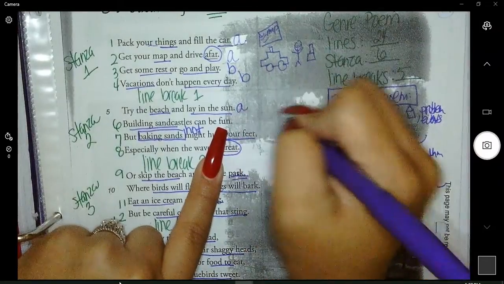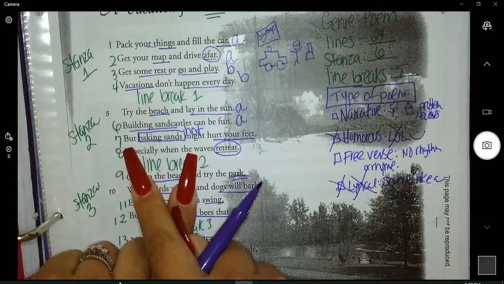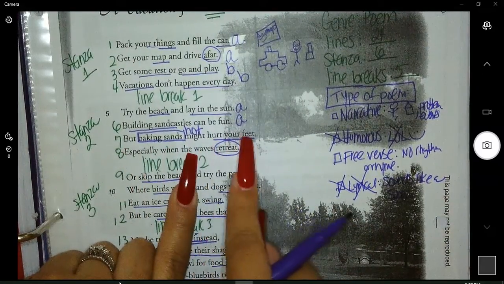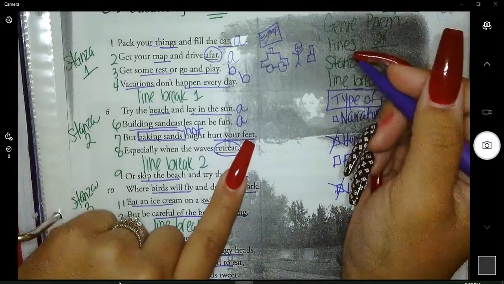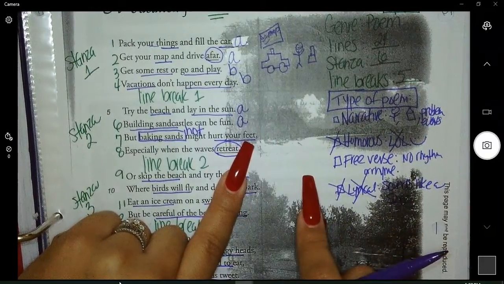Yes. So what family is fun? Letter A. Great job. Line 7: But baking sands might hurt your feet. So feet. Remember, we look at the last word. Feet and sun. Do they rhyme?